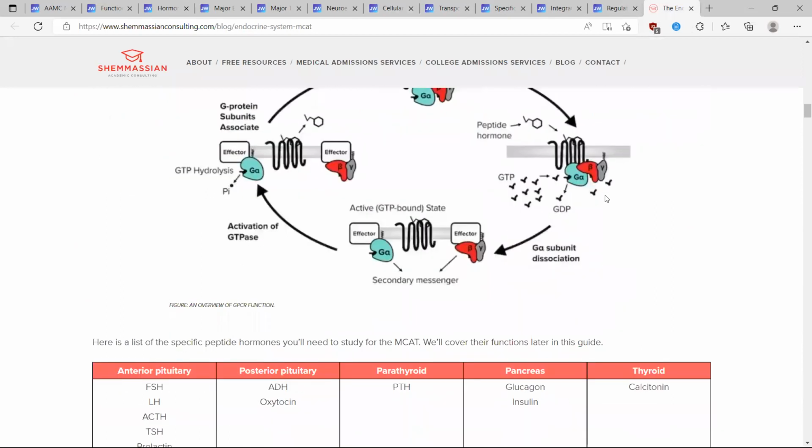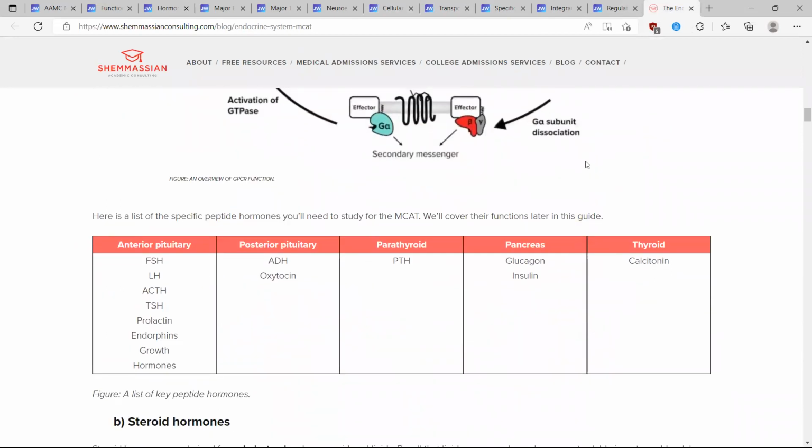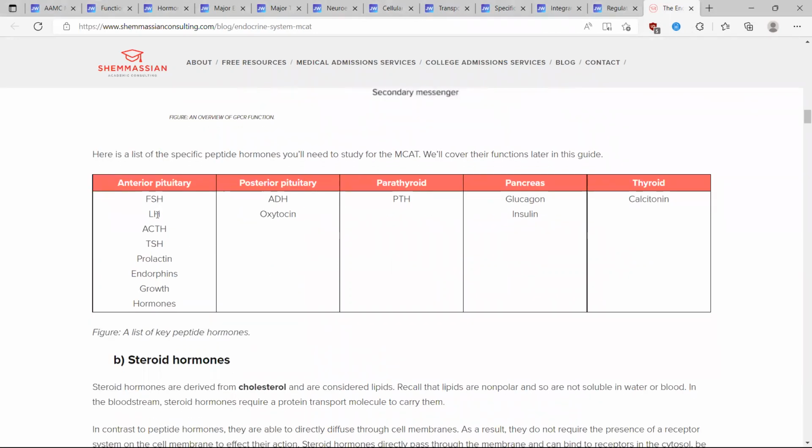Okay, good. So this is just the mechanism of those peptide hormones. Now, there's a variety of peptide hormones, and you do need to know, what do you need to know about these hormones? Number one, you need to know what they are, their names, what they stand for. Number two, what gland produces them? Number three, what is their effect? So you need to know that for every single hormone.